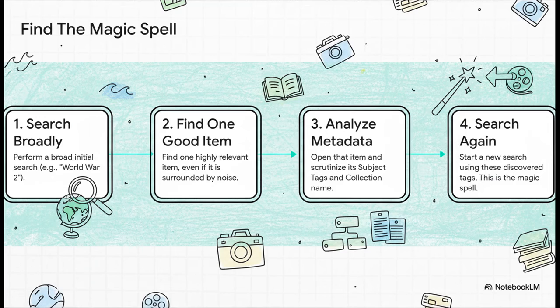First, start with a really broad search, something like World War II. Second, scroll through until you find just one thing that is exactly the kind of thing you're looking for. Third, click on it and scroll down to its metadata. Look for the subject tags and the collection name. Those are your clues. And finally, step 4: copy one of those exact tags, paste it into the search bar, and search again. And boom, that's the magic spell. You've just unlocked a whole trove of perfectly relevant items.